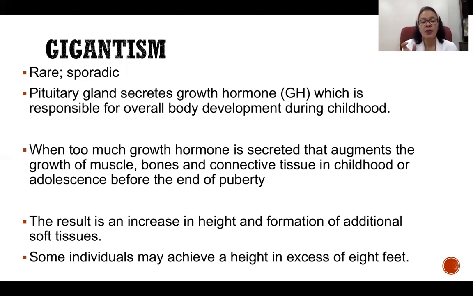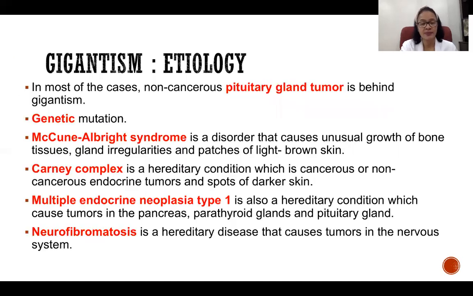The growth hormone being secreted is in excess, therefore it augments the growth not only of the bones but also of the connective tissues and the muscles, during childhood or adolescence before the end of puberty, meaning the epiphysis is still open. So what would be the effect? There would be an increase in height and formation of additional soft tissues. And some individuals may achieve a height in excess of 8 feet.